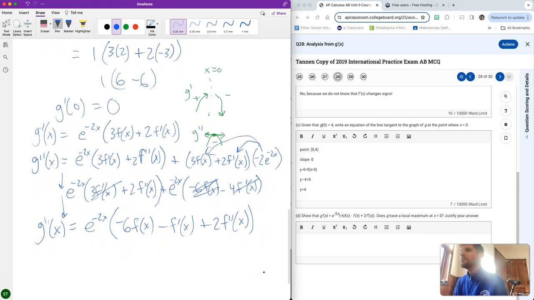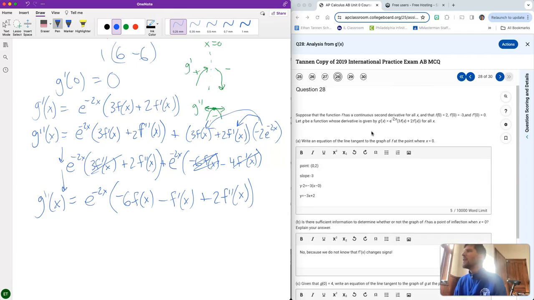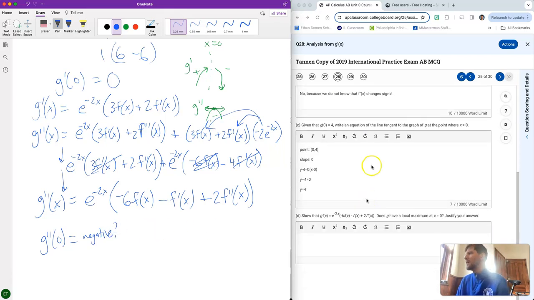Okay, so now, does g have a second derivative? Well, now we're going to go back up here, because we want to see if g double prime of 0 is negative. We hope it is. Well, I guess we don't really hope one way or the other, but it would show it does have a local maximum. So let's plug in that 0, e to the negative 2 times 0.